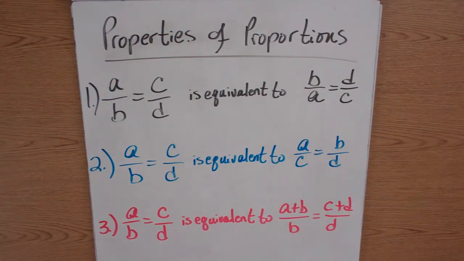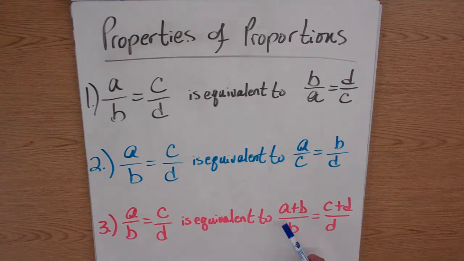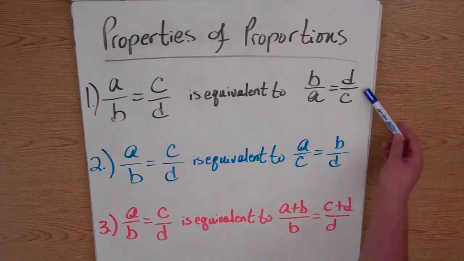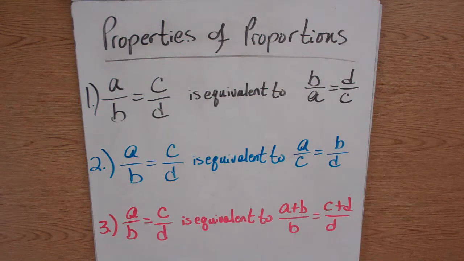Then your last one here, A over B equals C over D is equivalent to A plus B over B equals C plus D over D, okay? So all of these are mathematically equivalent. Make sure you write these down. You're going to need these for the worksheet tomorrow, all right?